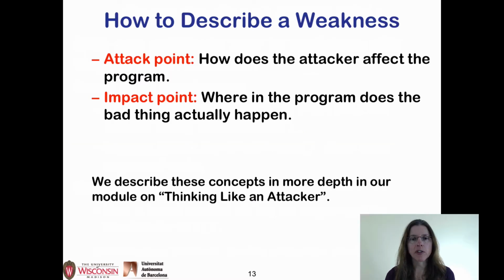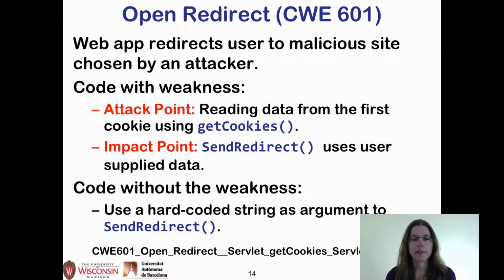Let's refresh a couple of concepts from our Thinking Like an Attacker module. The attack point, which is one location on the attack surface, refers to how an attacker can affect the program. And the impact point, which is one location on the impact surface, is where the attacker forces the program to actually make the bad thing happen. For CWE 601, the open redirect attack consists of the web application redirecting users to a malicious site chosen by an attacker. The attack point is when the program reads the value of the first cookie. The impact point is when the sendRedirect method uses the user-supplied data without performing any validation.